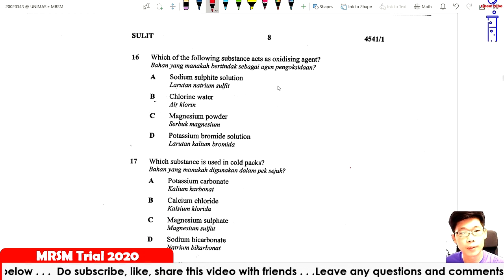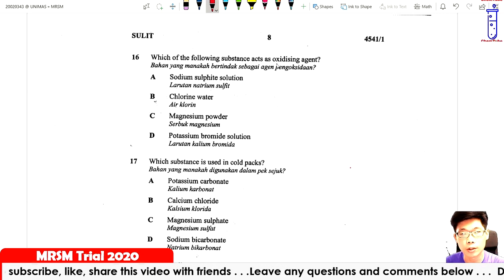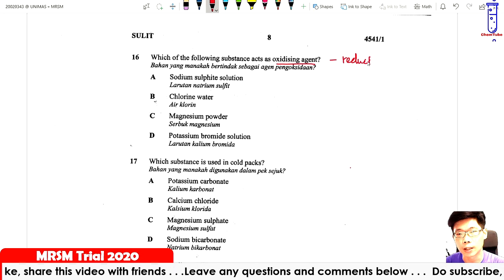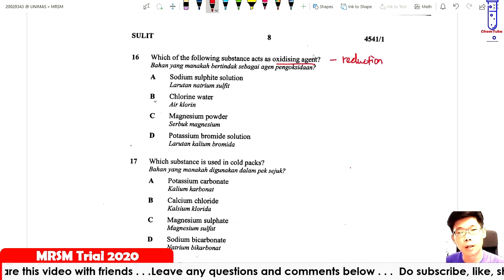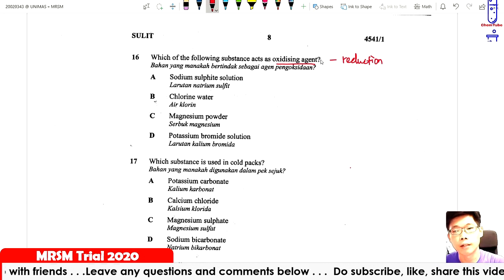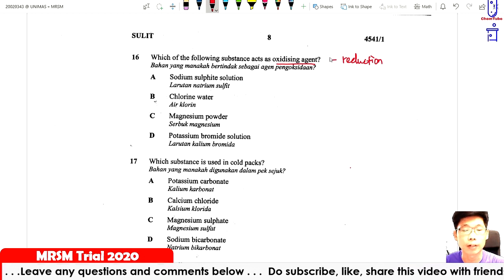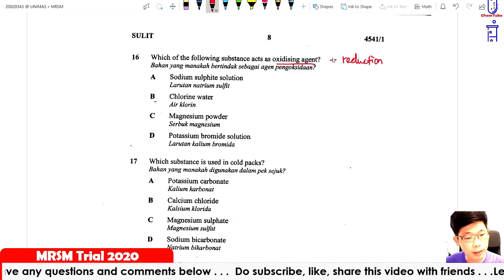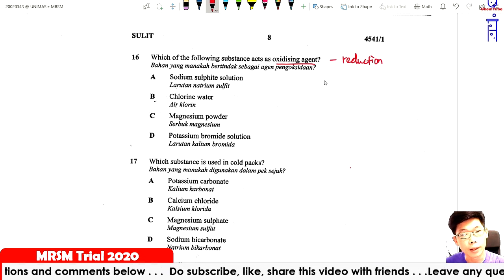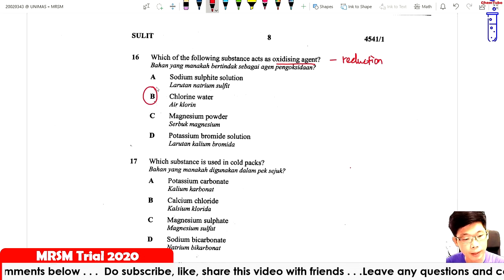16. Which of the following substances acts as an oxidizing agent? Oxidizing agent means that it undergoes reduction. So the common, popular oxidizing agents are acidified potassium manganate(VII) and acidified potassium dichromate(VI). So here, we can see which one undergoes reduction. Here it will be B.